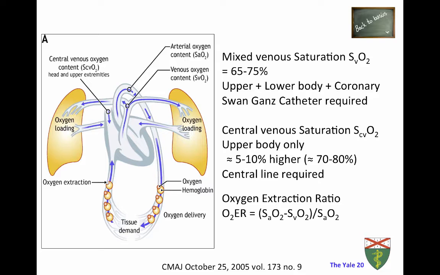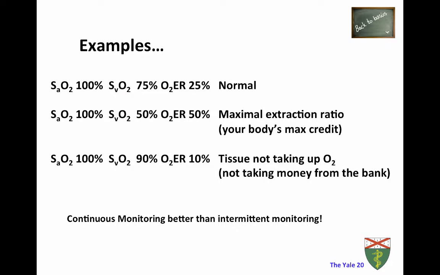The importance of this number will become apparent in a bit and can be better understood by taking a look at a few examples. So for instance, if the arterial oxygen saturation is 100%, as it should be, and the venous oxygen saturation is 75%, as it would be in a normal, healthy subject, when we plug into the formula, we see a 25% extraction ratio, which again is considered normal.